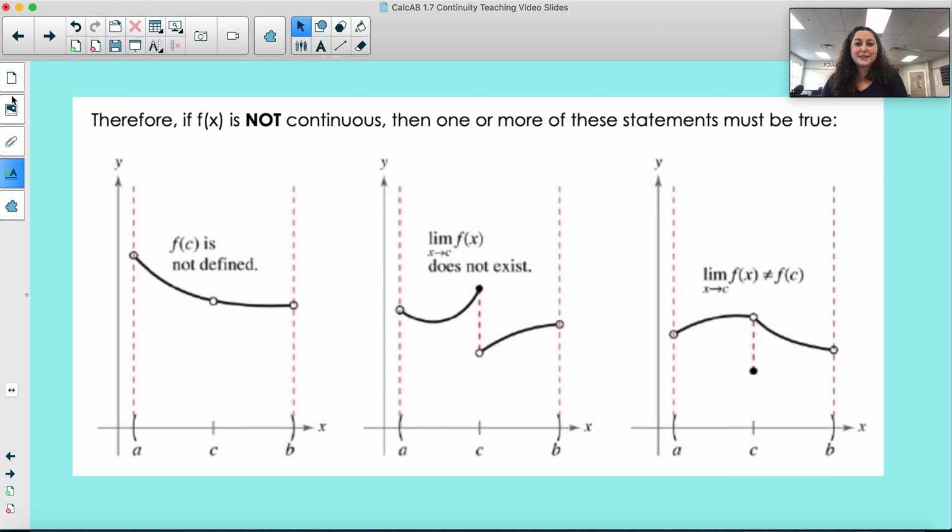So if it's not continuous, it means one of these things must be true. Either f of c is not defined. So here there's a hole and there's no other point, so the function is not continuous at c because f of c is not defined. Here, the limit does not exist at c because the limit from the left does not equal the limit from the right, so the function is not continuous at c. Here, the limit exists because the limit from the left equals the limit from the right. The function is defined, but those 2 values do not equal each other. Therefore, the function is not continuous at c.